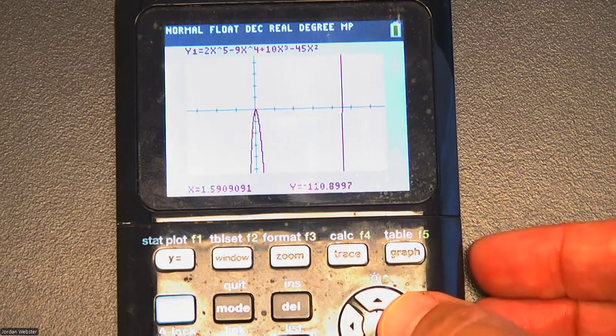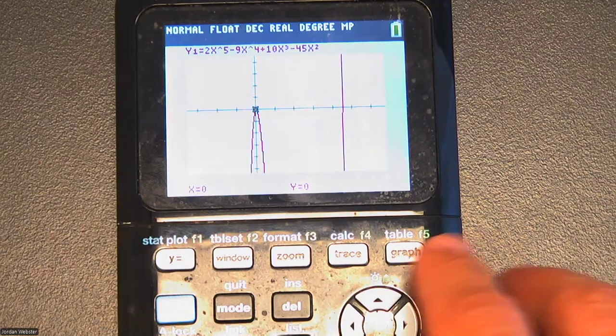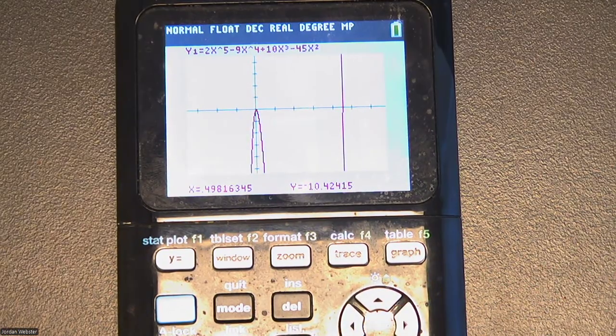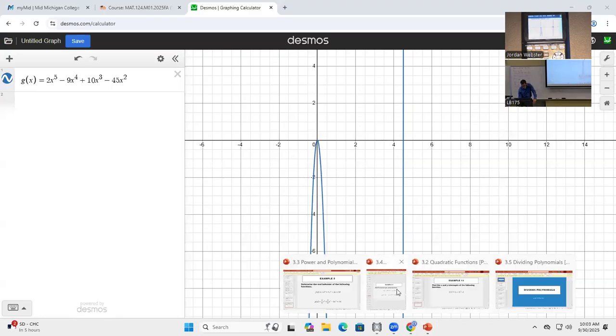And then you can trace. And you can see it hits right at the origin. And then if you hit 4.5, you can see it hits right there too. So same thing on the graphing calculator as Desmos. Just a little bit different how you deal with it, how you zoom in and zoom out. Thank you. Yep.